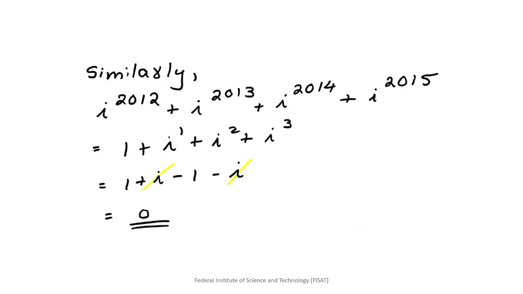This is a question. i raised to 2012 plus i raised to 2013 plus i raised to 2014 plus i raised to 2015. In this question, if you divide by 4, 2012 is completely divisible. So it is i raised to 4, which is 1. Then 2013 will leave a remainder 1. 2014 leaves a remainder 2. 2015 will leave a remainder 3. So the answer is 1 plus i minus 1 minus i, or 0.